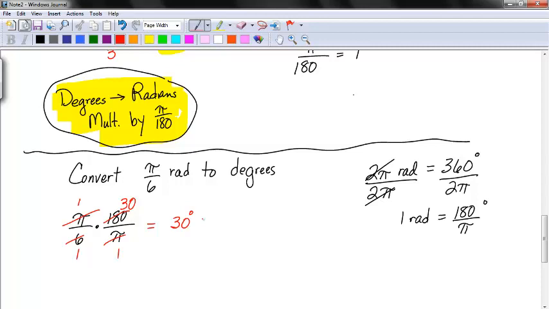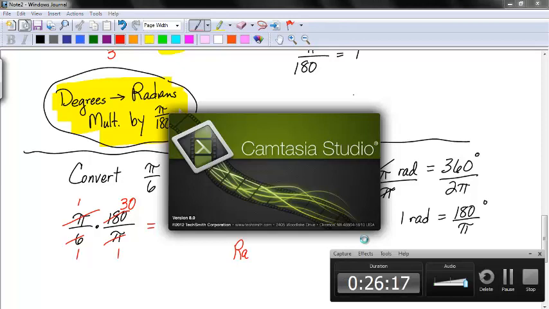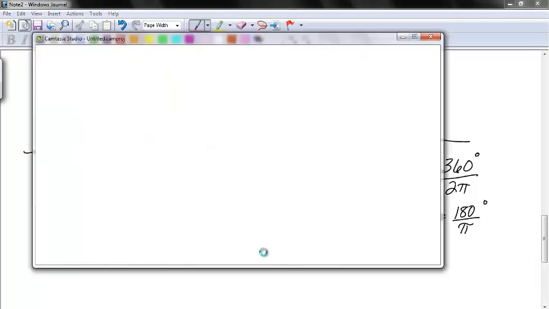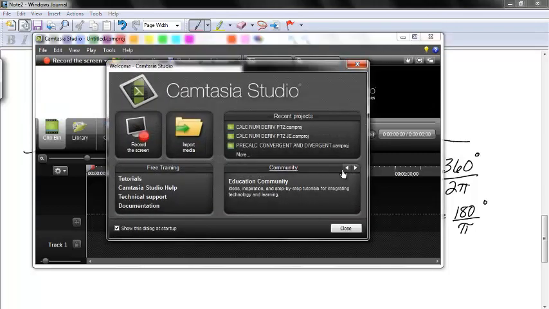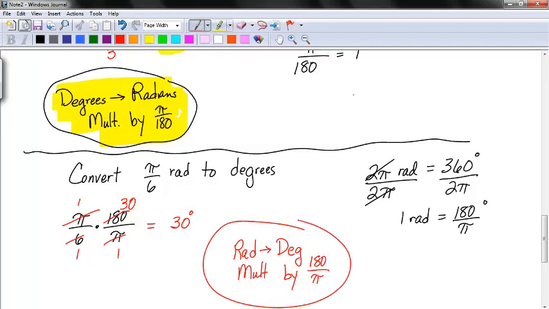So the shortcut, if you're going from radians to degrees, we're still going to multiply, but we're going to multiply by 180 over pi. Okay, so still multiply, but multiply by 180 over pi.